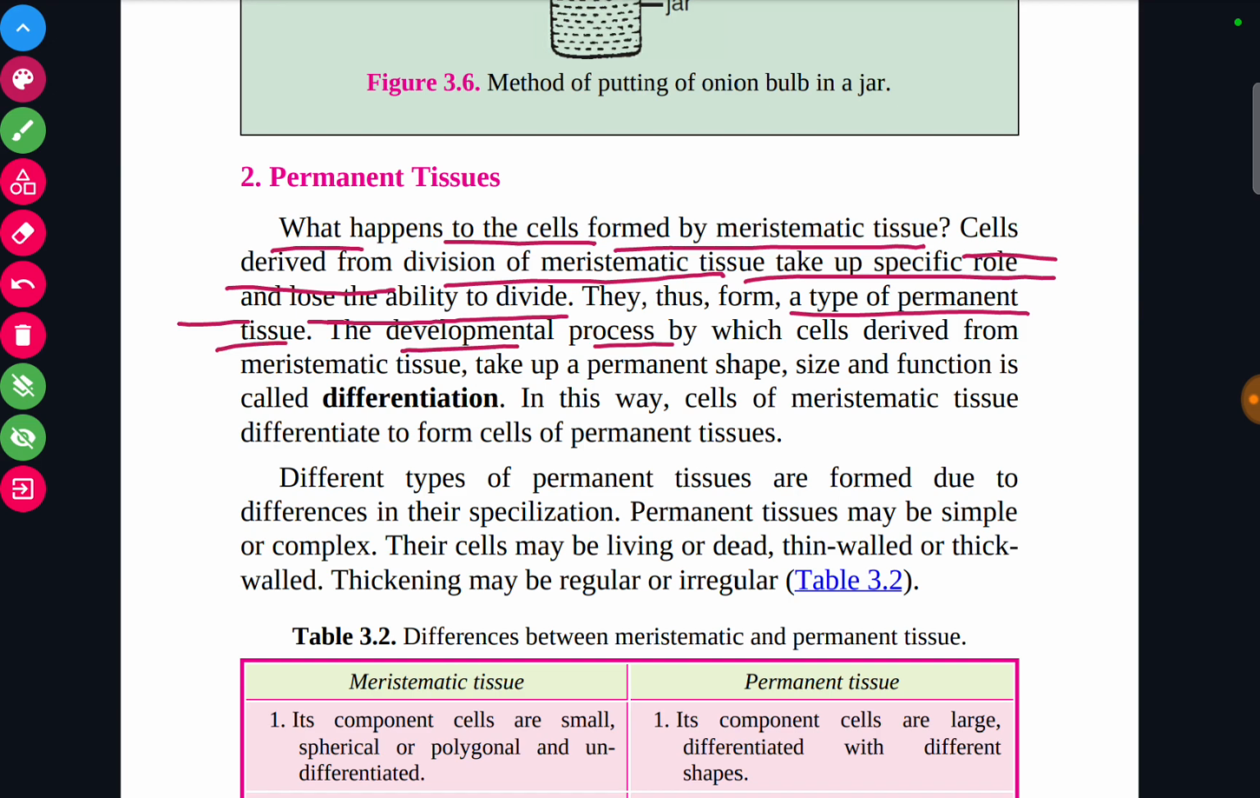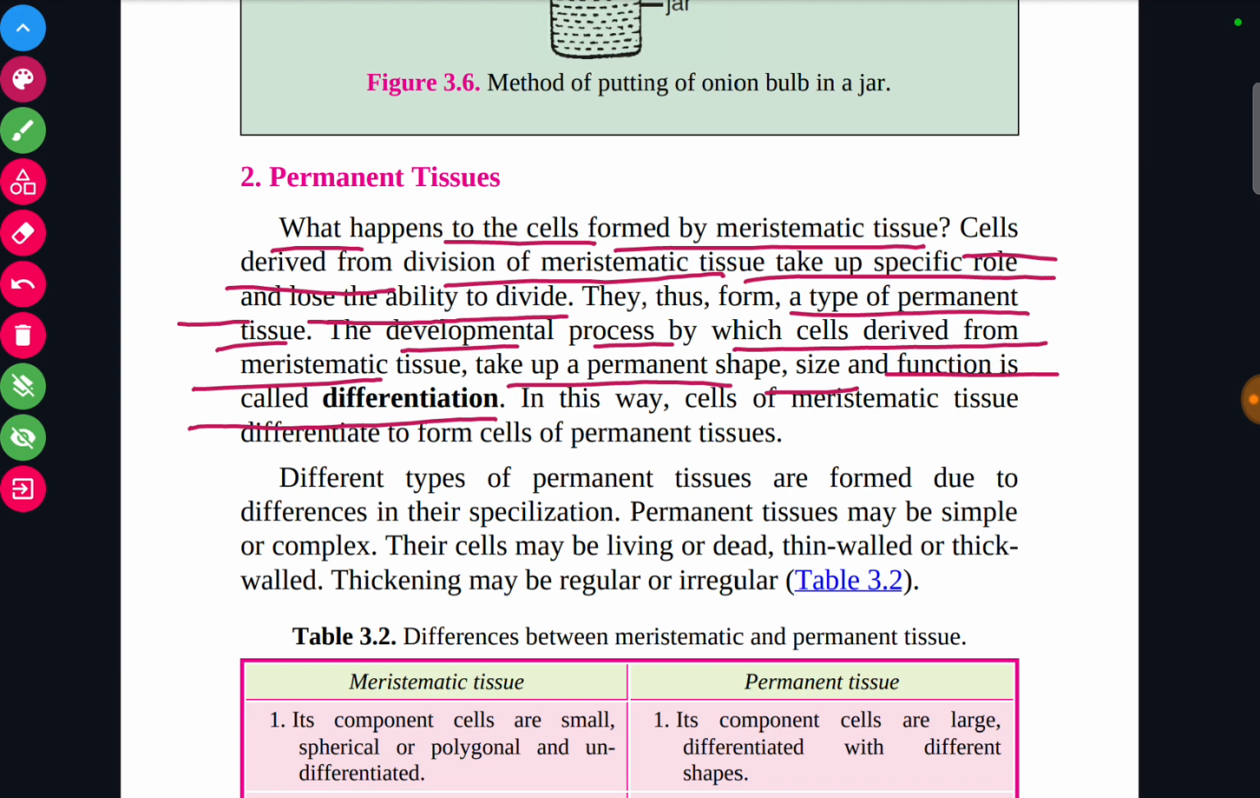The developmental process by which cells derived from the meristematic tissue take up permanent shape, size, and function is known as differentiation. So differentiation is the developmental process by which the cell derived from meristematic tissue becomes permanent. It has a permanent shape, a permanent size, and a permanent function. In this way, the cells of meristematic tissue differentiate to form cells of permanent tissue.